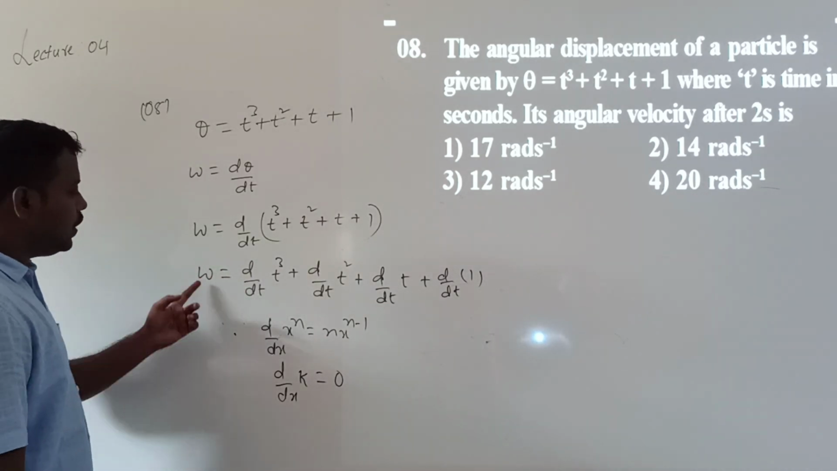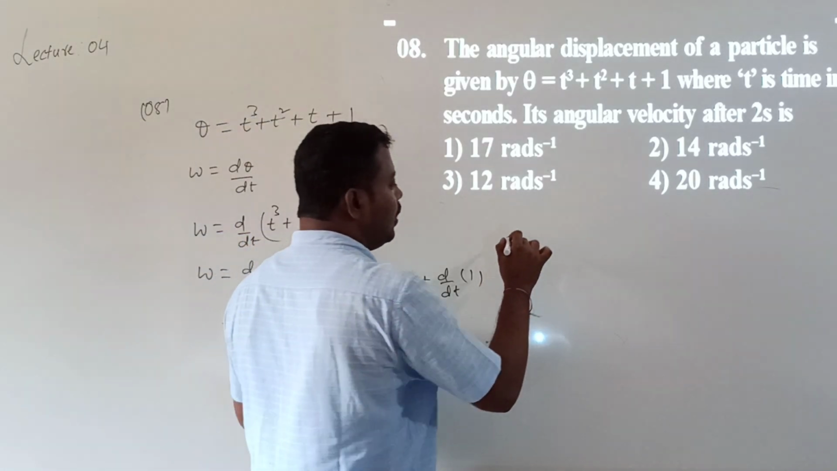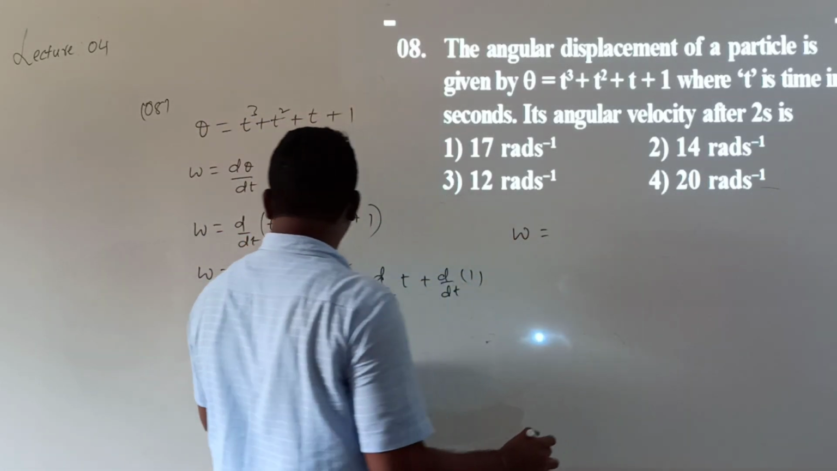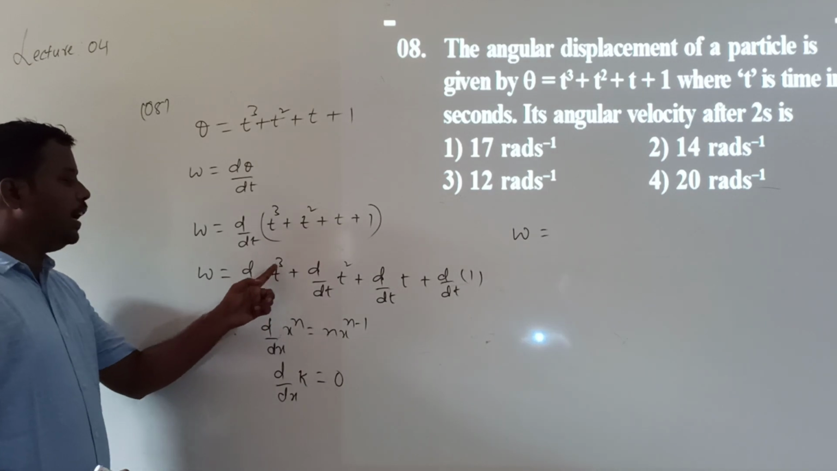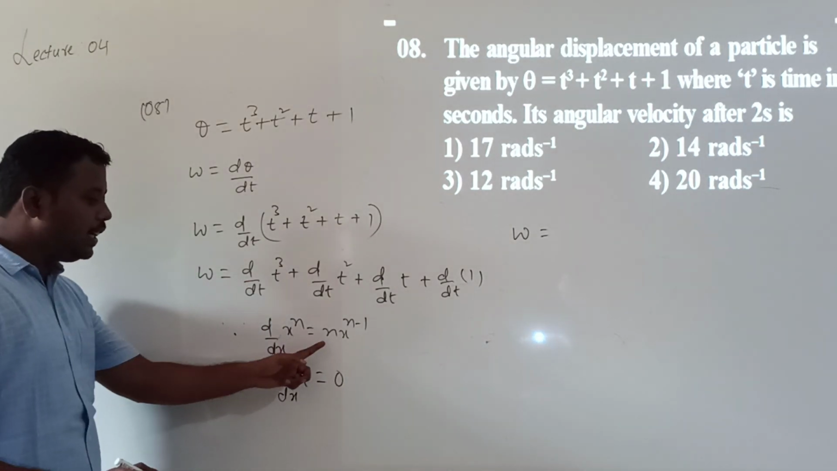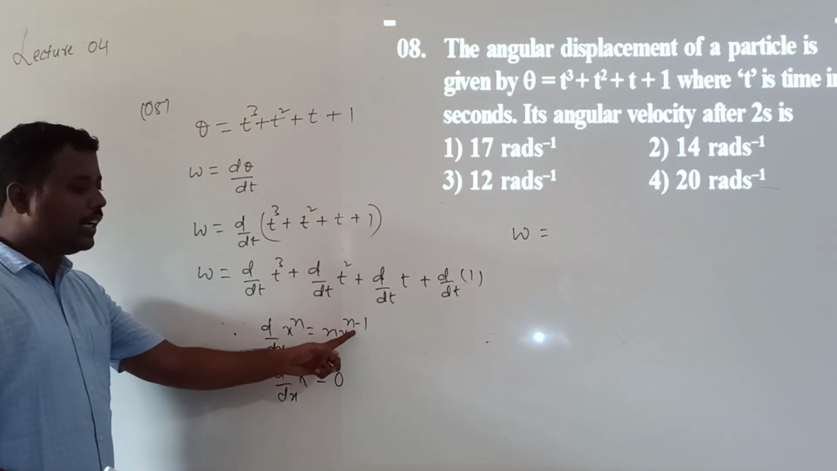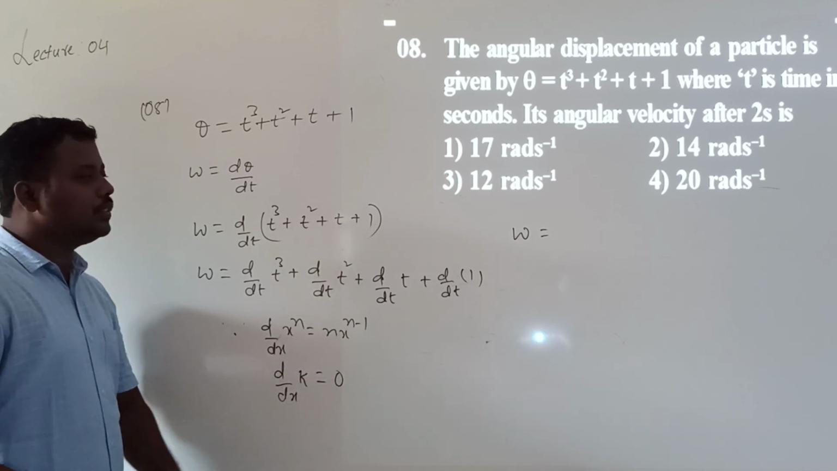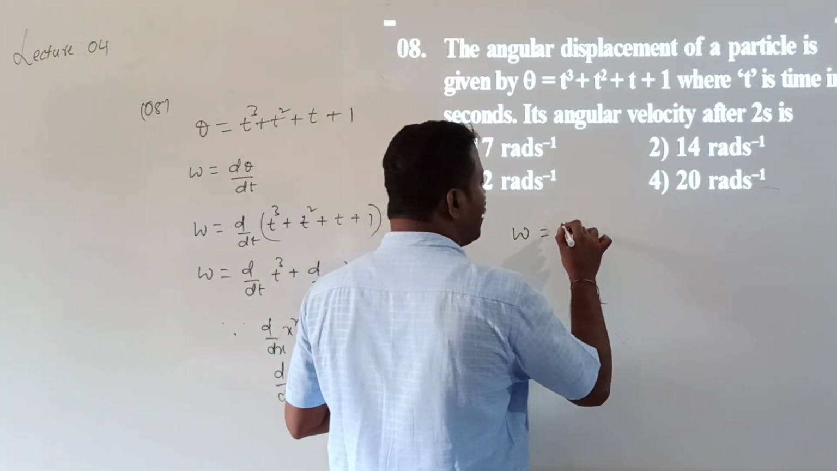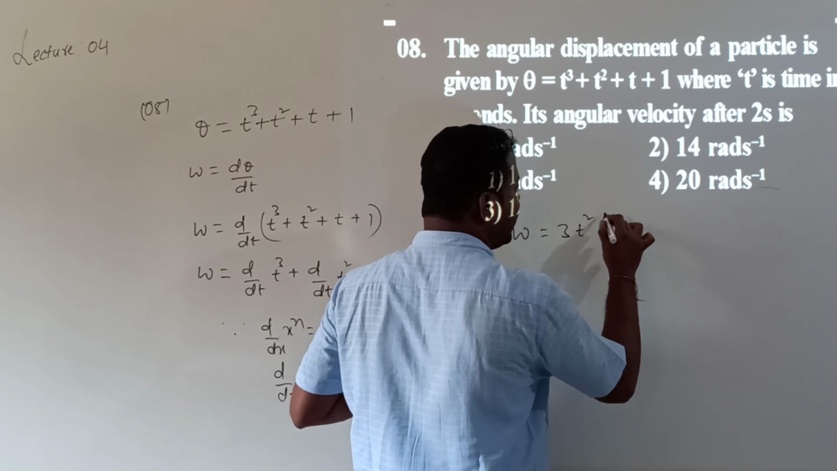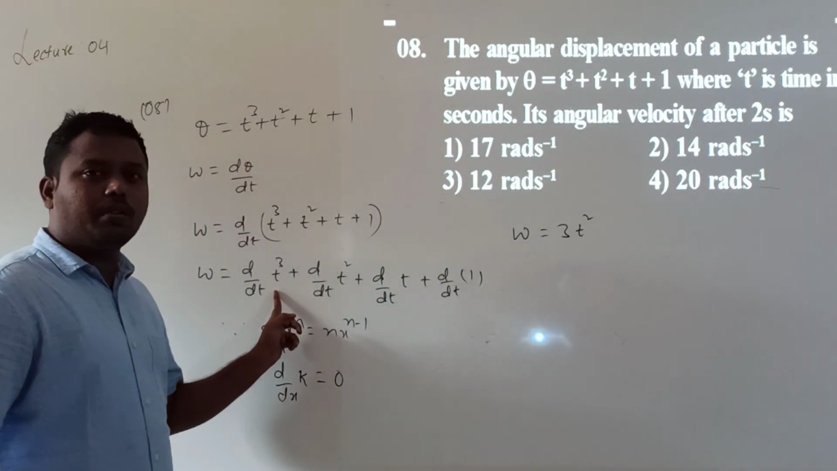When I apply these two formulas, what will I get? Omega is equal to d by dt of t cube. Using the formula n into x power n minus 1, with n equal to 3, we get t power 3 minus 1. So omega is equal to 3 into t square, the derivative of t cube being 3t square.